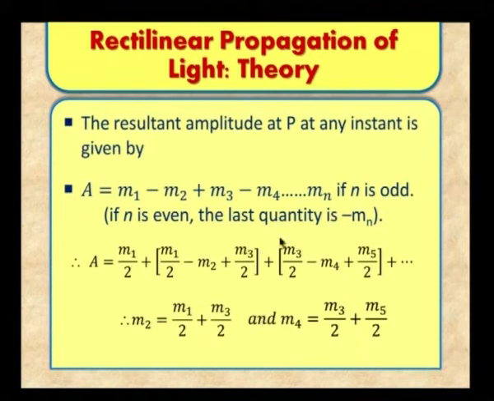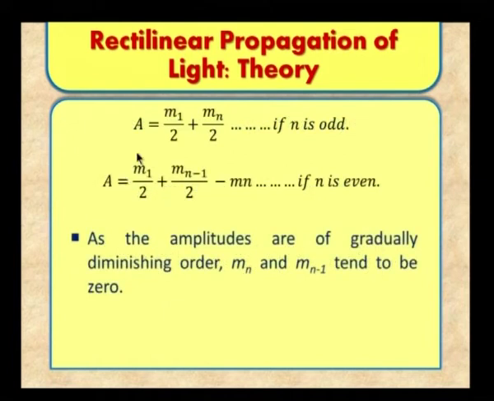So, these terms can be cancelled, and so the resultant amplitude will be M1 by 2 only. So, A is equal to M1 by 2 plus M1 by 2 if n is odd. If n is even, the entire plane wave front is divided into n number of zones. If n is even, A will be equal to M1 by 2 plus M(n-1) by 2 minus Mn.